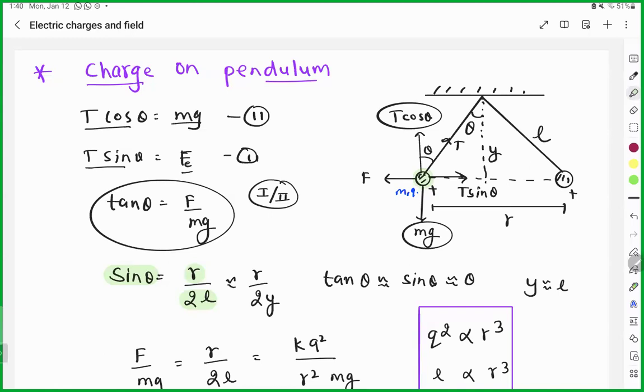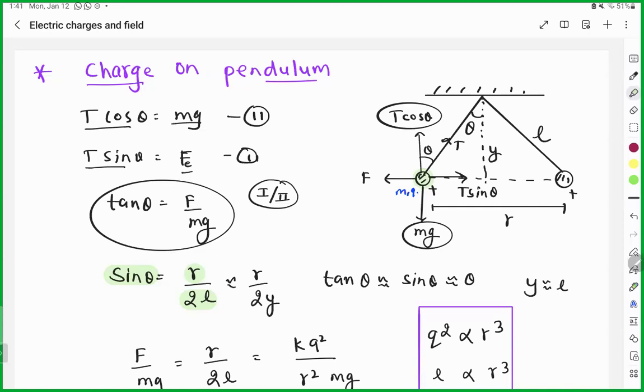In sin theta, perpendicular will be r and hypotenuse will be 12, right? Chandana, any doubt? Yes, sir. No, sir, no doubt.